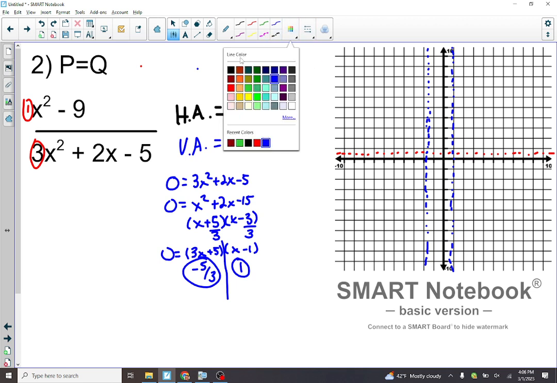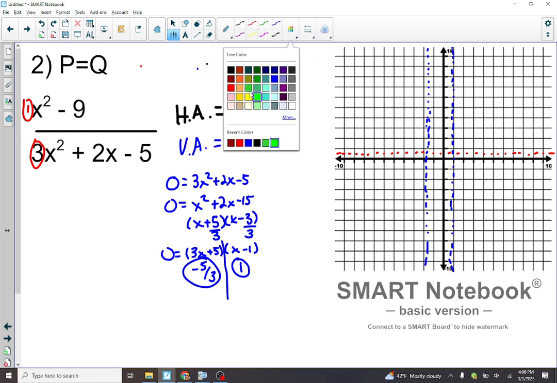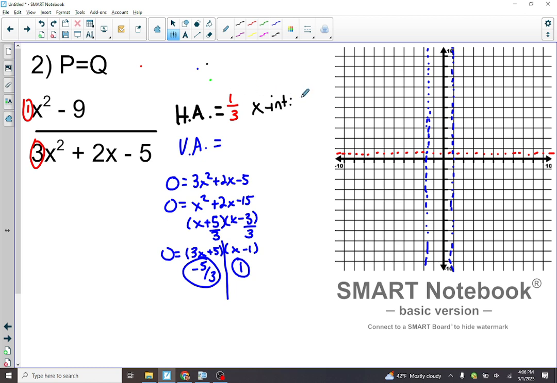We want the x-intercepts, so I make the top equal 0. But how can your vertical asymptotes be negative 5 over 3 and 1? Because they're almost in the same spot, but you don't put them in the exact same spot. So 1, 2, 3. 1, 2, 3. Is that clear on this?